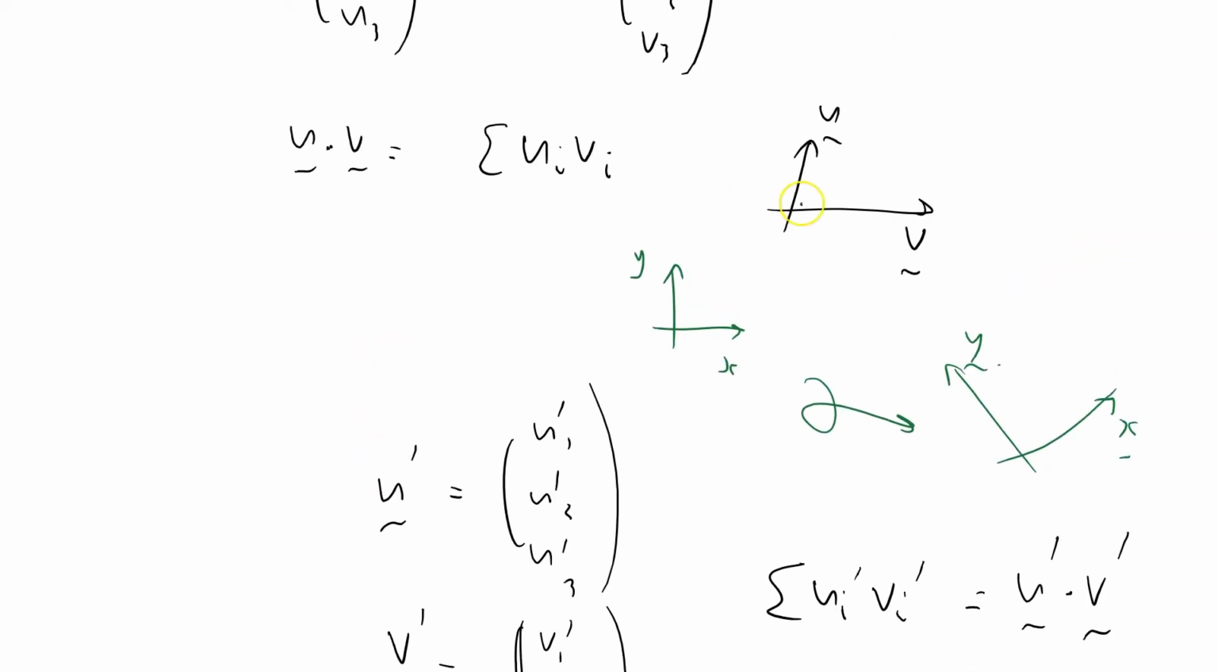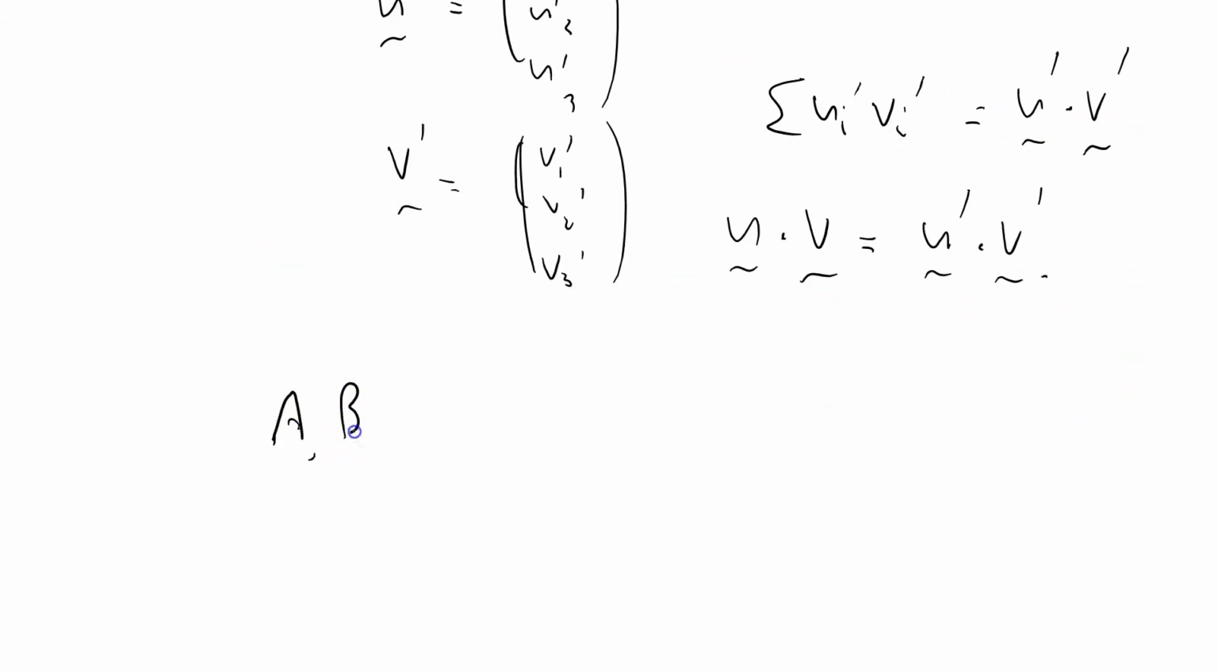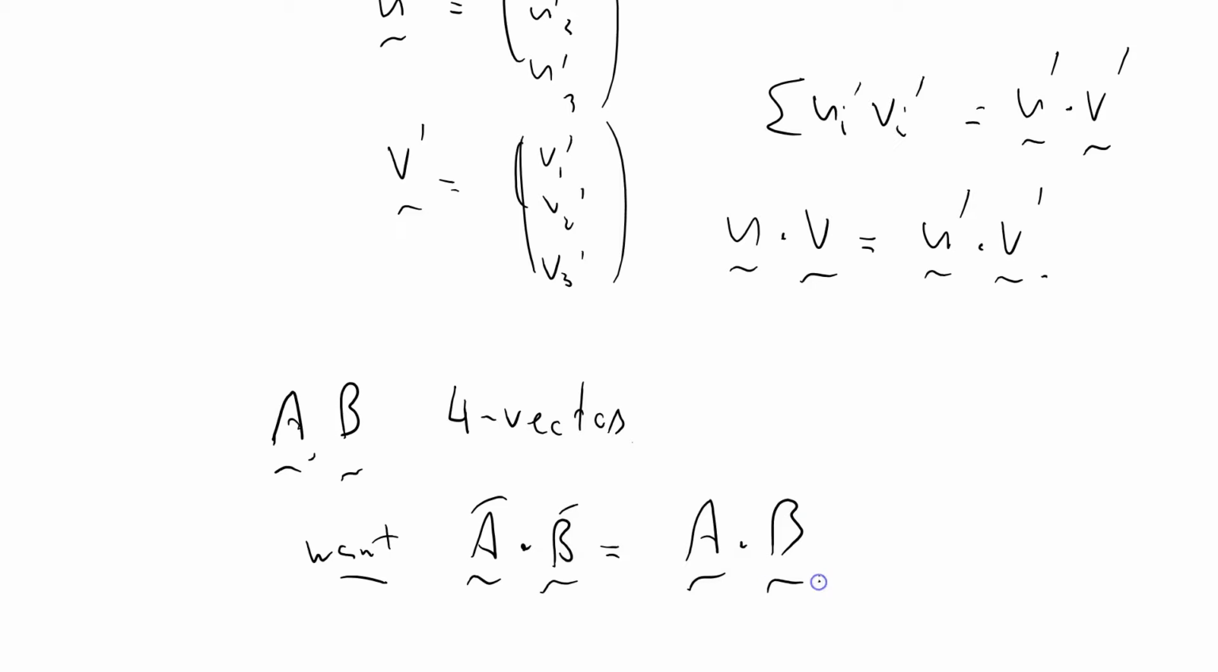Because the dot product of 2 vectors has a meaning which is independent of the particular coordinate system you express it in. It's a desirable property. We've seen this in tensor calculus, and we're going to look at it in special relativity now. This is quite an important one. If A and B are 4 vectors, we want A bar dot B bar to equal A dot B, where the bar means that the coordinates are expressed in a different coordinate system.